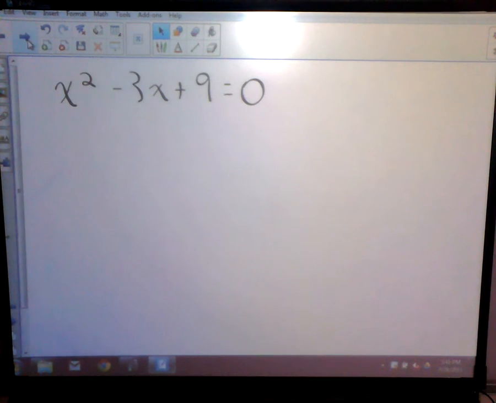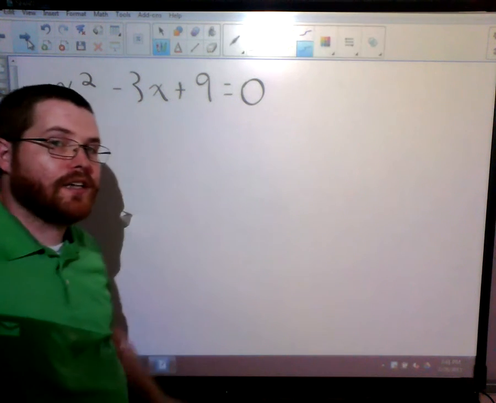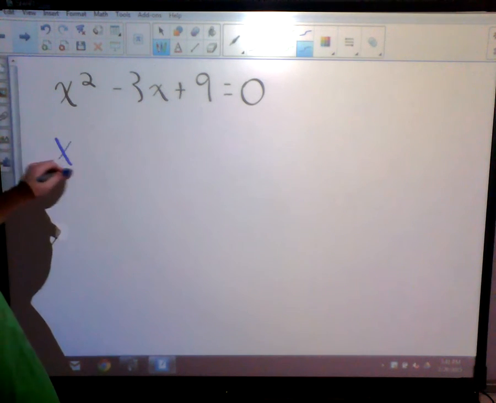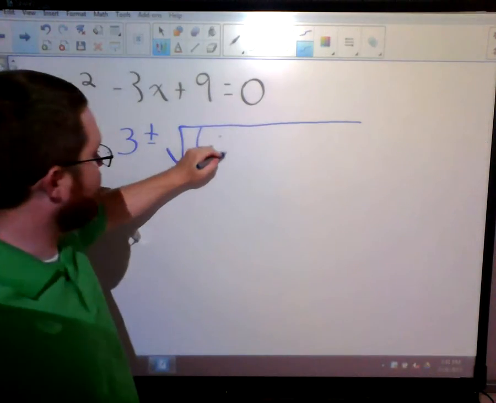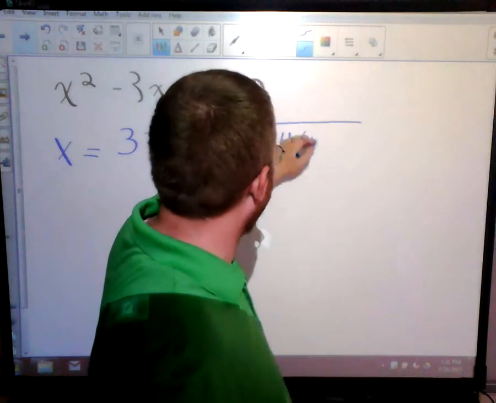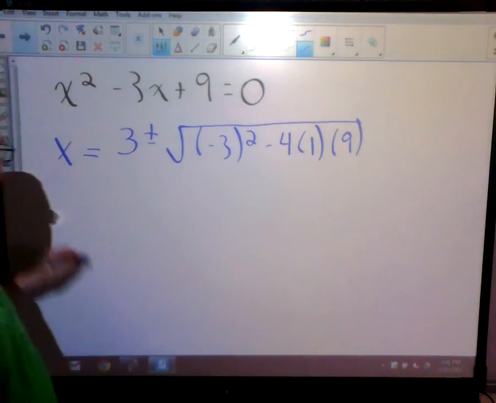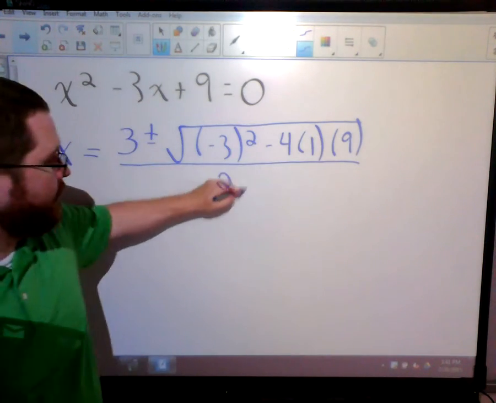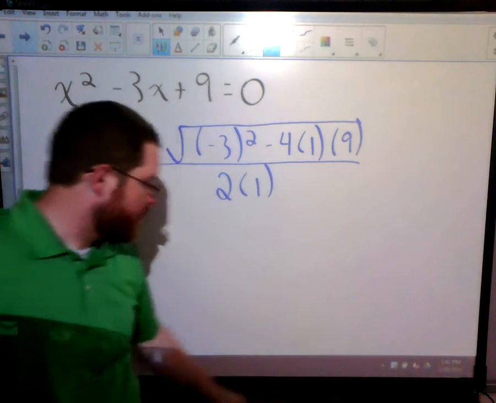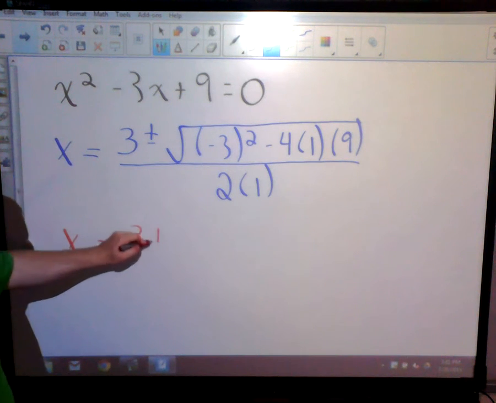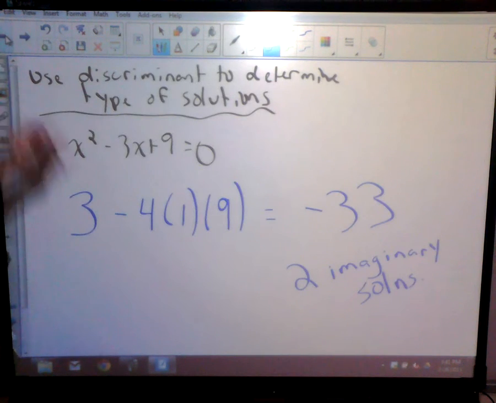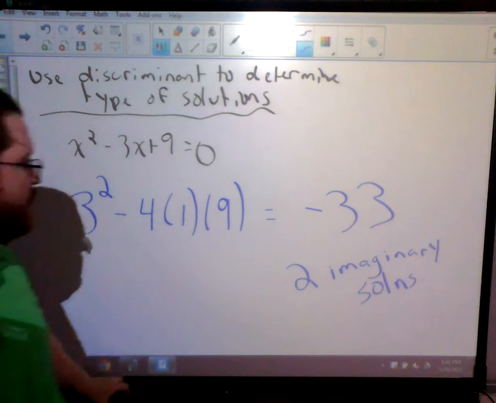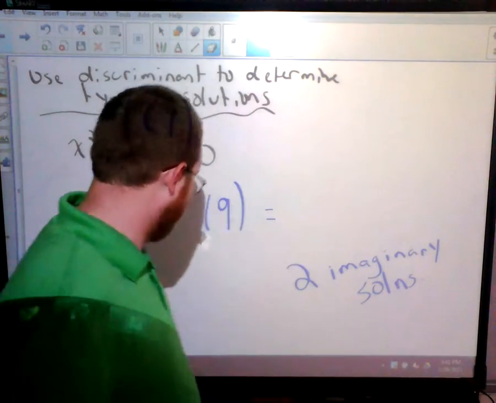Let's try this one. This one we said does not have real solutions. It's got imaginary. So x equals the opposite of b plus or minus the square root of b squared minus 4ac, all divided by 2a. That's x equals 3 plus or minus the square root of 9 minus 36. Oh, I messed up a long time ago, didn't I? That should be 3 squared minus that. So that's 9 minus 36, which is negative 27.